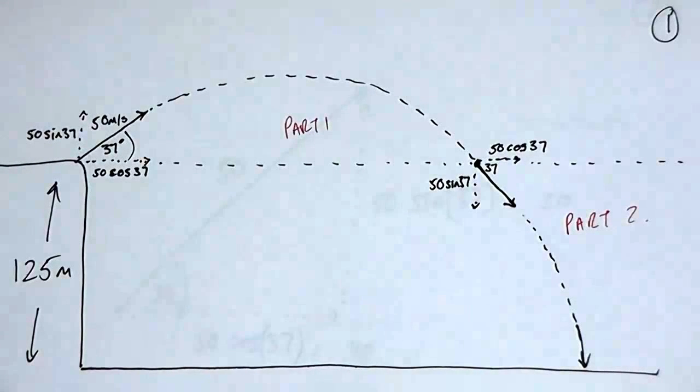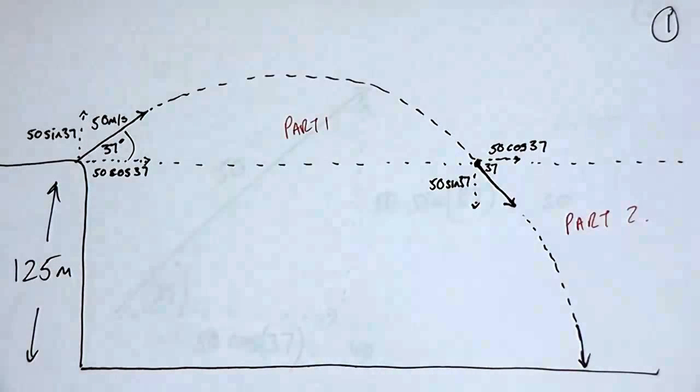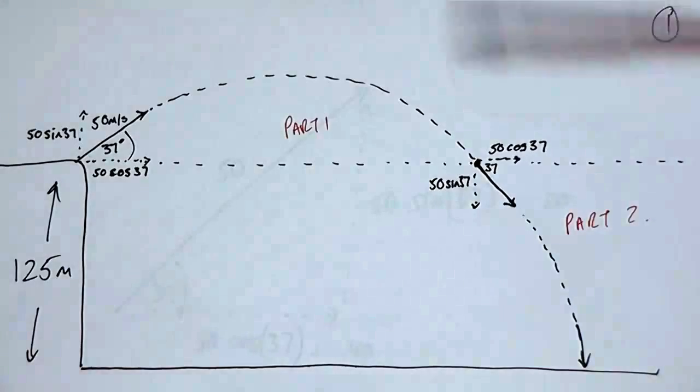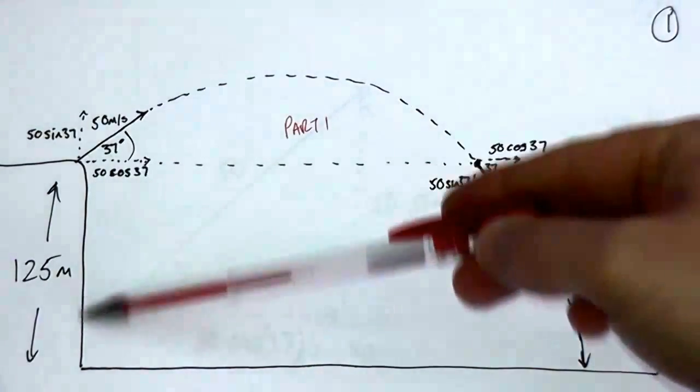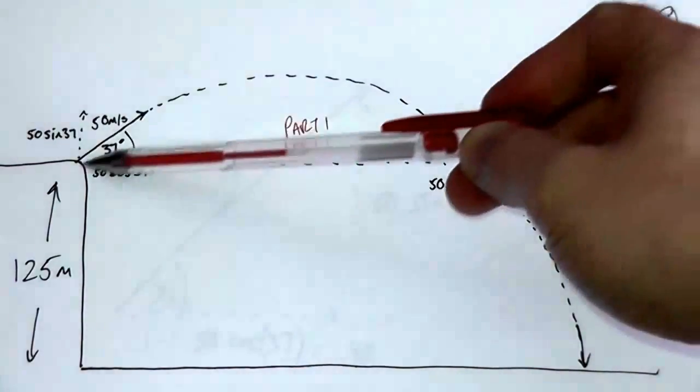Okay, this is a solution to question 4 of the projectile motion questions. The question said a projectile is shot from the edge of a cliff which is 125 metres above the ground, and it has an initial velocity of 50 metres a second, which is 37 degrees above the horizontal at the launch point. So this is the launch point. It's 125 metres above the ground.